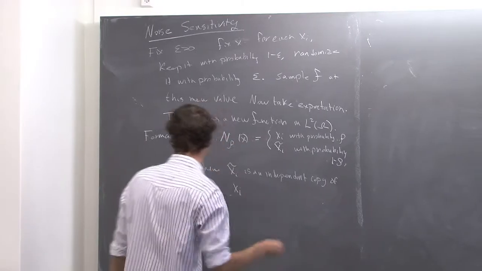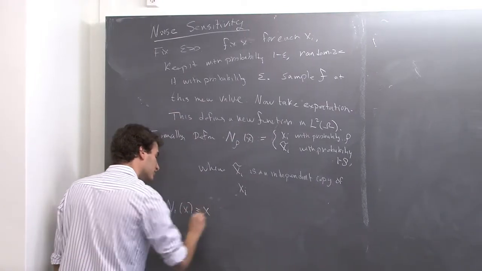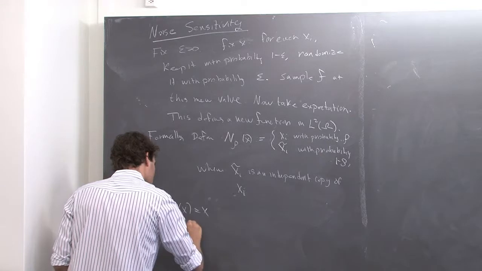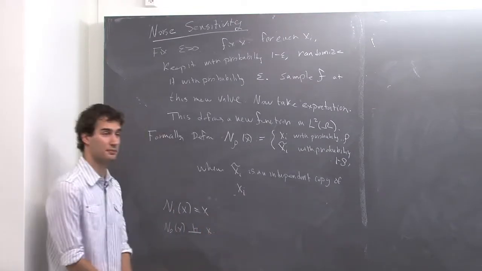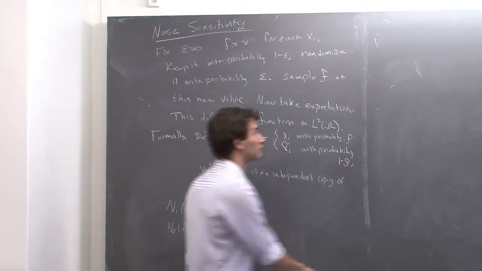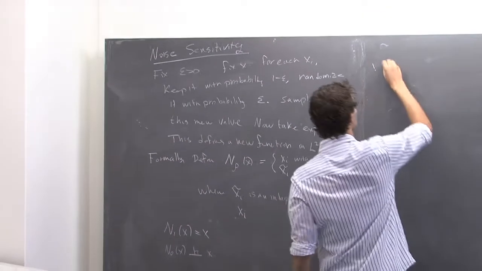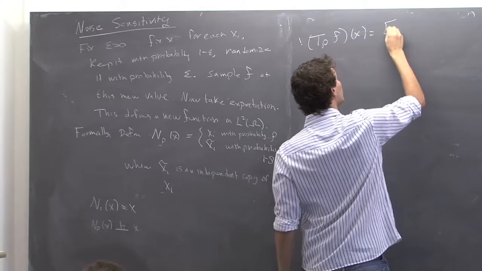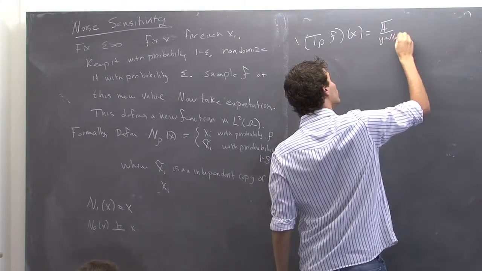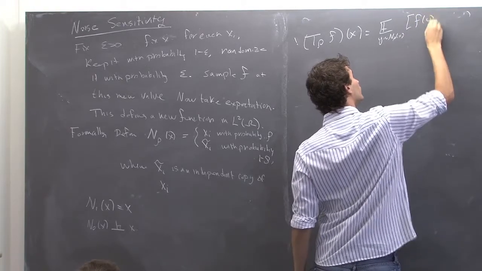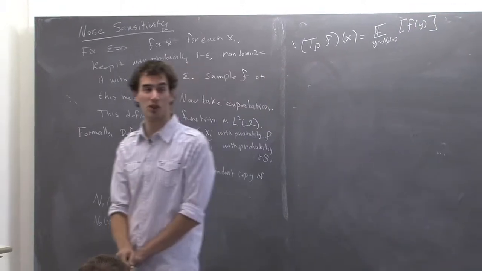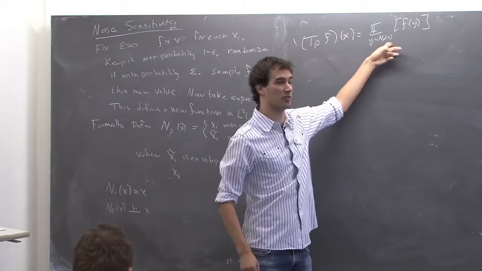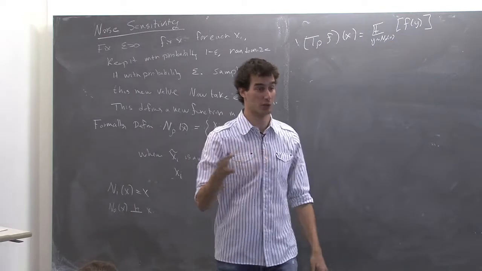Yeah, you want N_1. So notice that N_1 of x is just x, and N_0 of x is completely independent of x. I define T_rho, the noise perturbation of f by rho, to be exactly the expected value of f of y, where y is distributed as N_rho of x. So it's the slight perturbation of x.